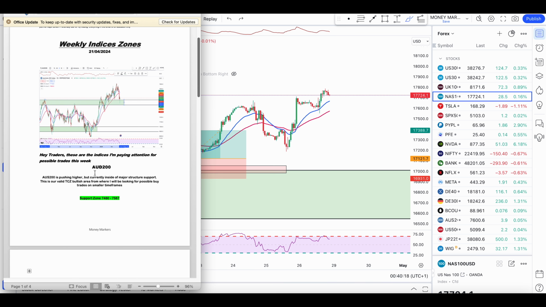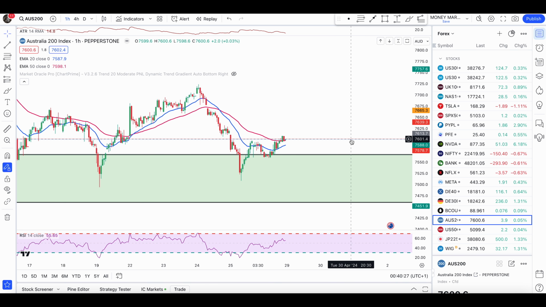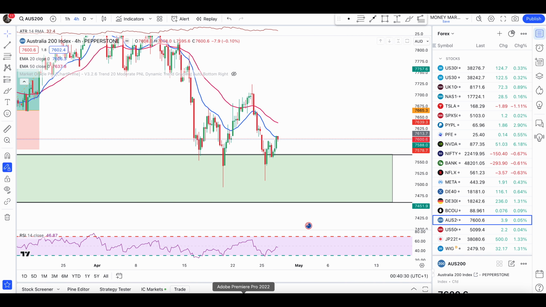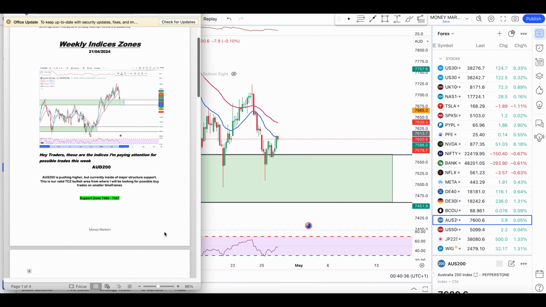Australia 200. Sorry for the typo right here. It's not AUD, it's Australia, so it's AUS, which is right here. And as you can see, back on the 4 hour time frame. Now, if you look here, zones were sent to the members on the 21st last week, and we were waiting for the price to form some sort of condition. The price was inside the zone, and all we were waiting for was a valid condition.